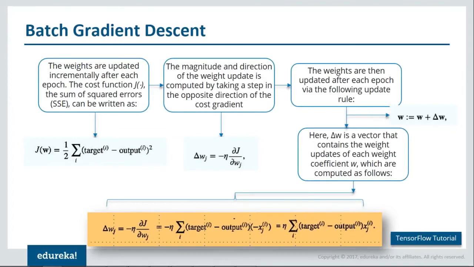So the first thing that you do is calculate the error. You find the difference between the actual output and the model output. Then the difference is squared, you sum all of those squared differences, and then divide it by 2. This is how you calculate the error.